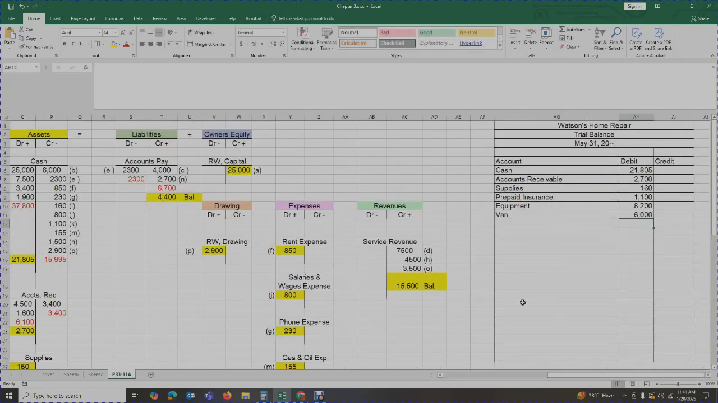Now we move on to the liabilities. We only have one liability, which is my accounts payable.